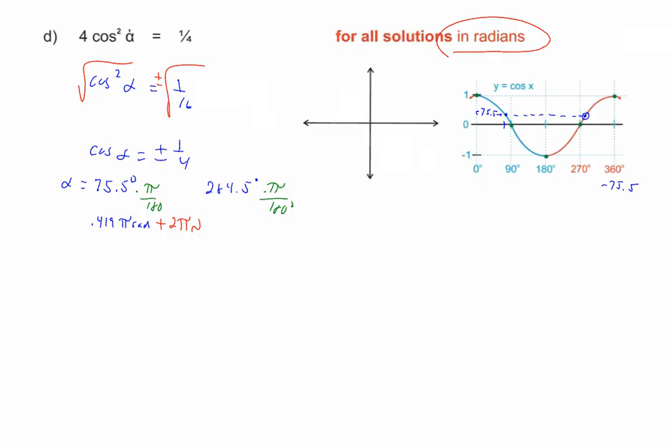On the second one, what do you get? 1.581. Again, you're dividing 284.5 by 180, and then again, that's pi radians. And then don't forget plus 2 pi n. Be careful, this was quadratic. So again, you got 1.581 pi radians. That R is radians here. I'll put a RAD for you. And then plus 2 pi n.